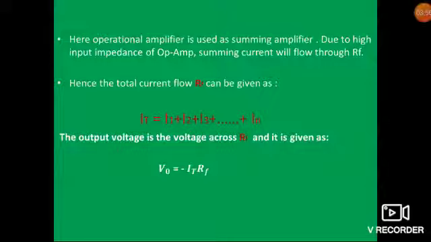Here, the operational amplifier is used as a summing amplifier. Due to the high input impedance of the amplifier, the summing current will flow through RF. Hence, the total current flowing through RF can be given as IT equals I1 plus I2 plus I3 plus so on to IN. The output voltage is the voltage across RF, and it is given as VO equals minus IT RF.